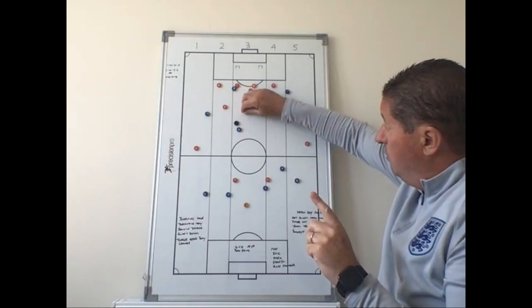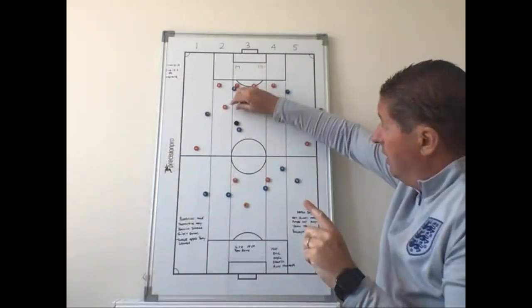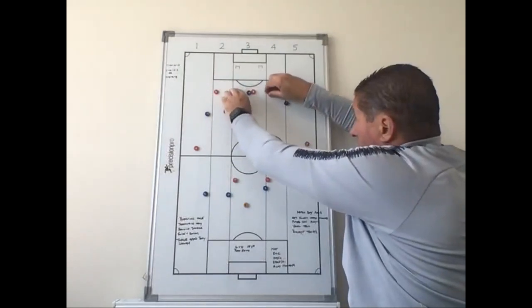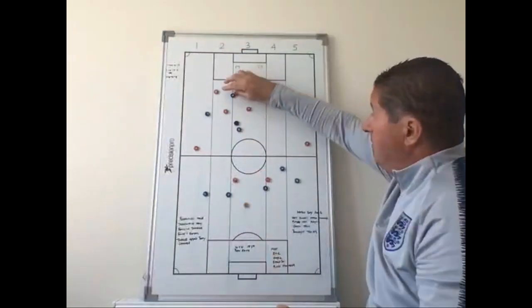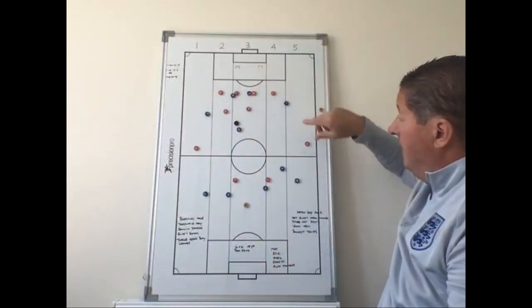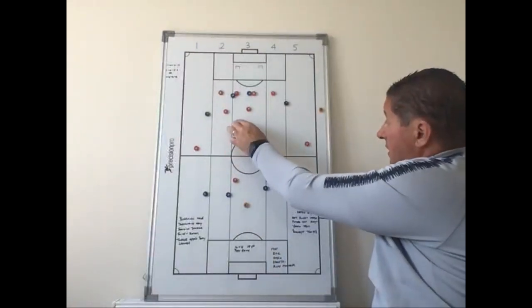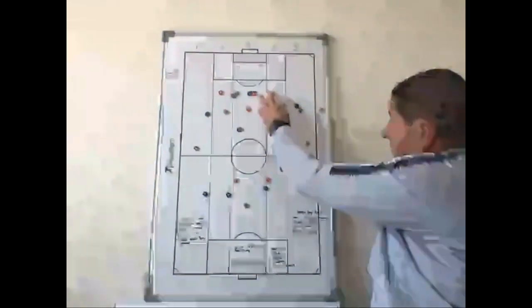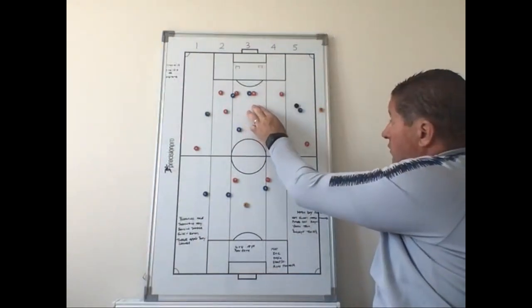But what we do, we delay and we start to edge. And as we edge, we come up the pitch and we're just holding and staying, making sure we're staying compact, so they then have to go around us. Ball is switched this side to 7. Out comes 3. Across goes 4.